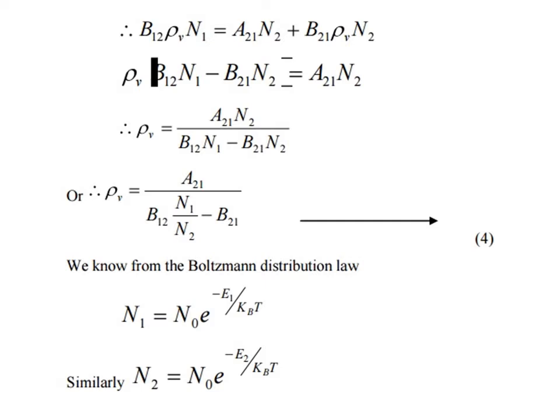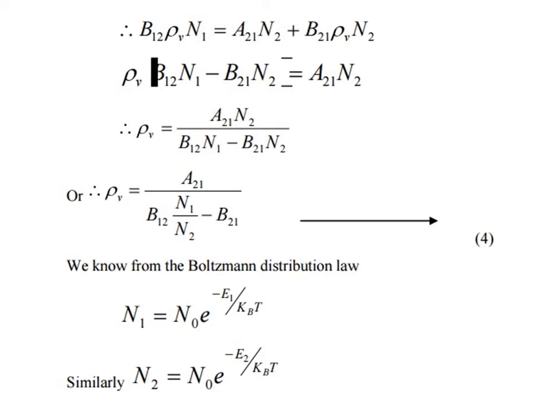So in that equation we will make a small modification in order to make use of Boltzmann's equation, from which we will know the ratio between N1 and N2. So we just want to rewrite this equation in terms of N1 by N2. For that we will divide all the terms in the numerator and denominator by N2. That gives us the equation for rho nu equal to A21 divided by B12 N1 by N2 minus B21. So that is equation number 4.